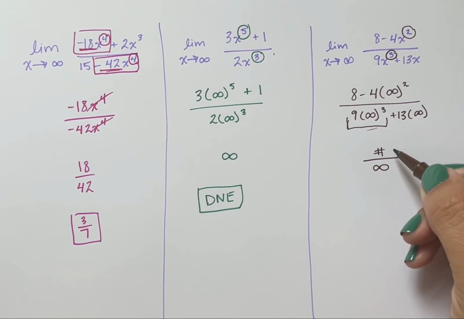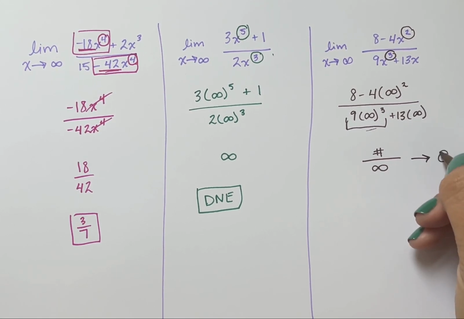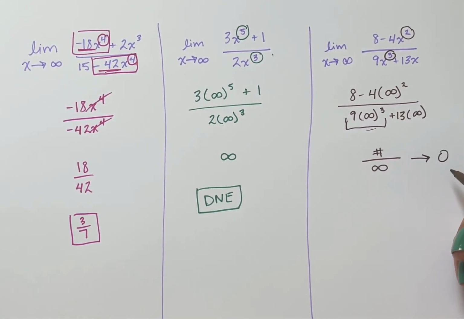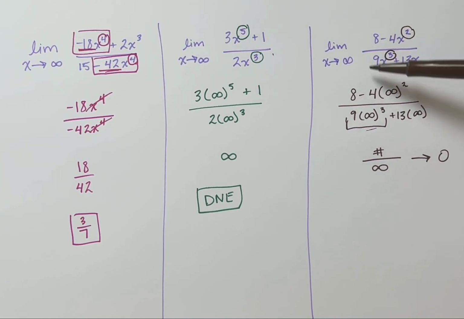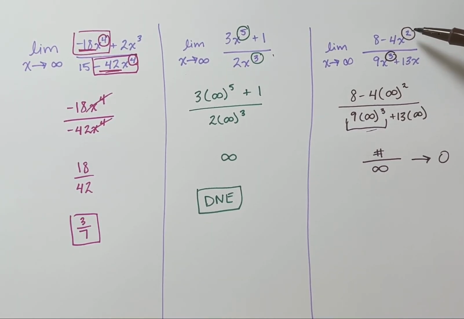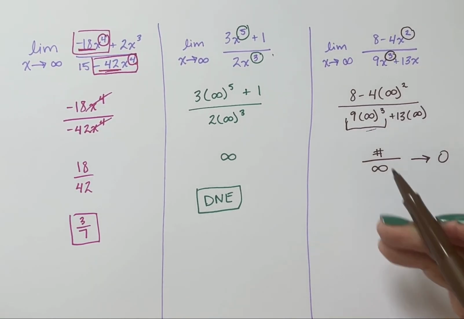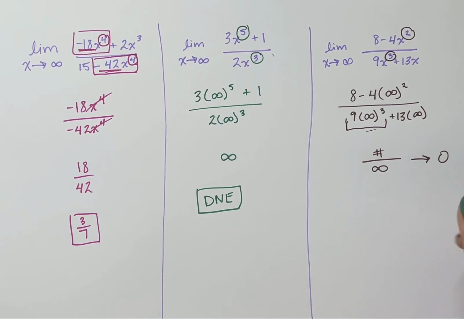Anytime that I have some number divided by a giant number, that really is just approaching or moving toward 0. So that is why in this type of rational function, where we have a smaller degree in the numerator and a bigger degree in the denominator, there's a horizontal asymptote of 0. So this limit is just equal to 0.